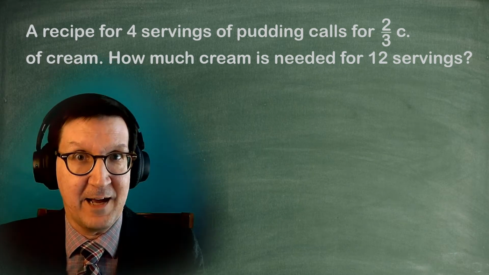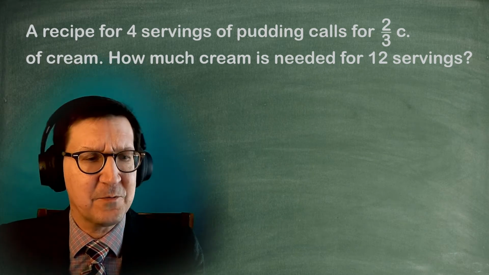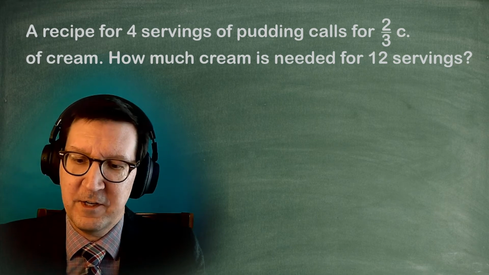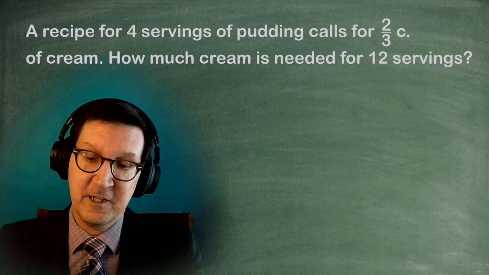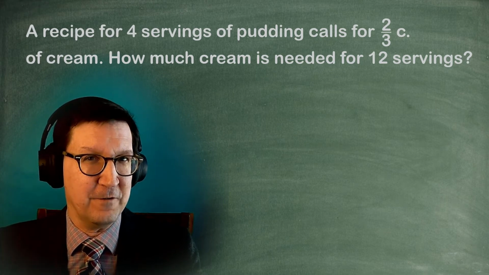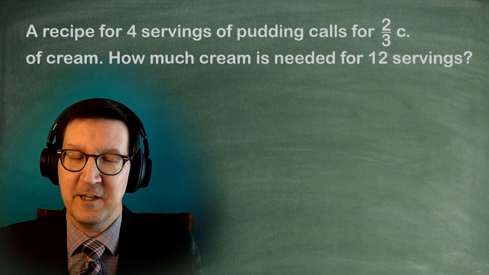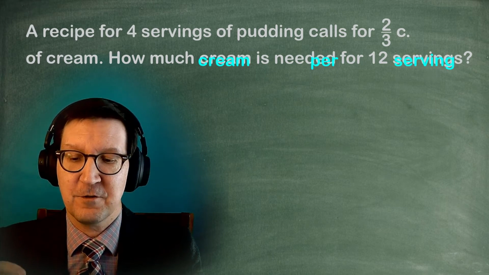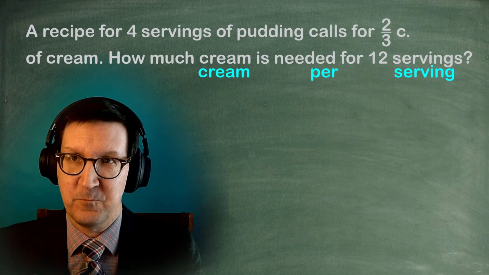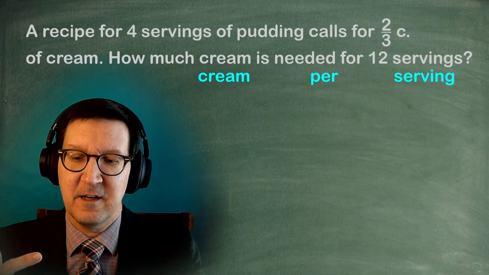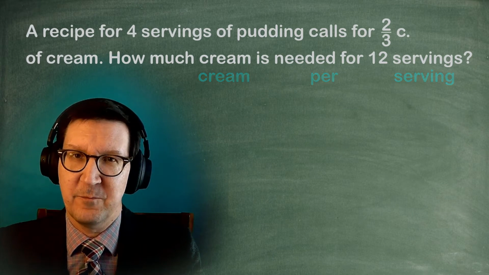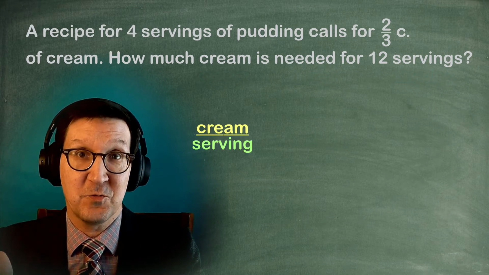Okay, welcome back. Let's take a look at what we were finding here. We know that we have a ratio of 4 servings per 2/3 of a cup. Now, we're looking for how much cream for 12 servings. So we're looking for our answer in terms of how much cream per serving. So let's set up our ratio as cream per 1 serving, and then multiply that by 12 to get 12 servings.